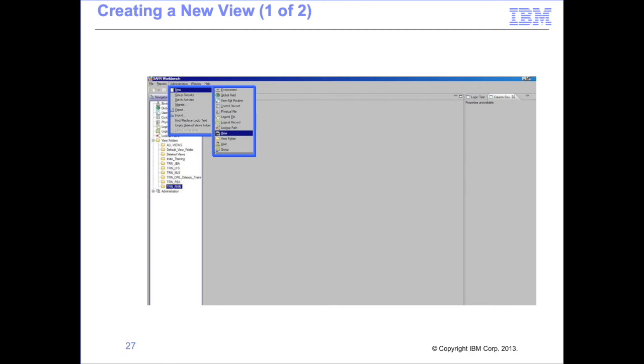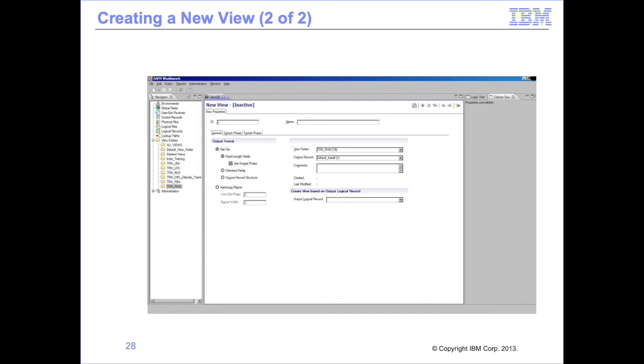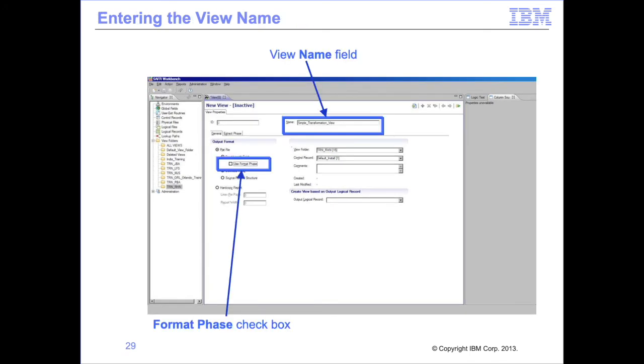To create a new view, click the Administration menu, select New, and then select View. The View Properties tab opens. Enter a descriptive name for the view, such as simple_transformation_view. Note that embedded spaces are not allowed in names, so you must use underscores to separate words. Next, clear the Format Phase checkbox. This feature is not needed for this simple view.